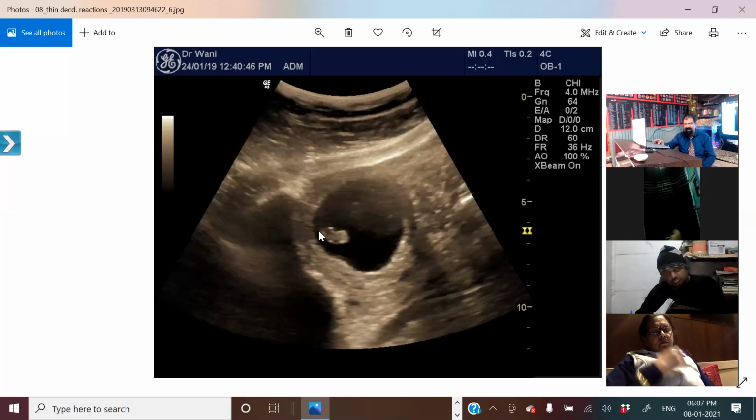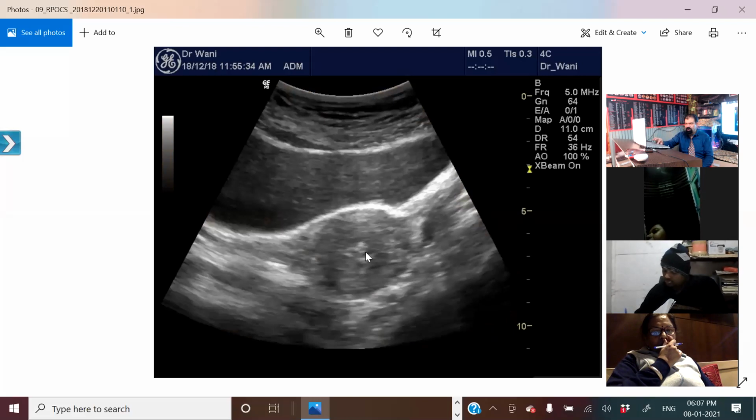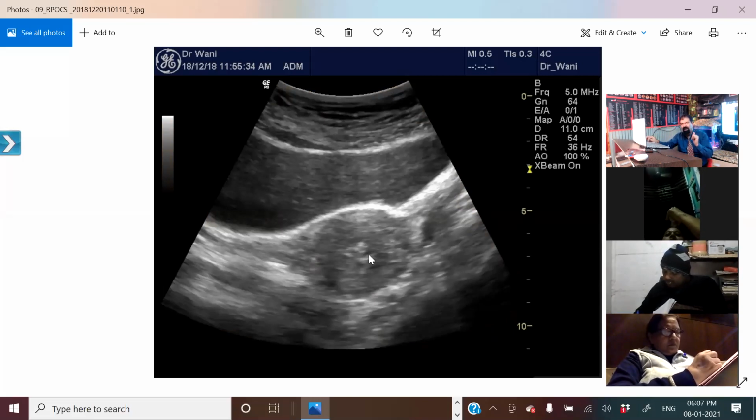And if the CRL is more than 5 millimeters, and if it is less than 5 millimeters, then you can give the benefit of the doubt that I am not able to see it for this particular point, and you can follow that case. Now the RPOC: if you see a hyperechoic area, how to differentiate whether I'm dealing with an RPOC or a blood clot?